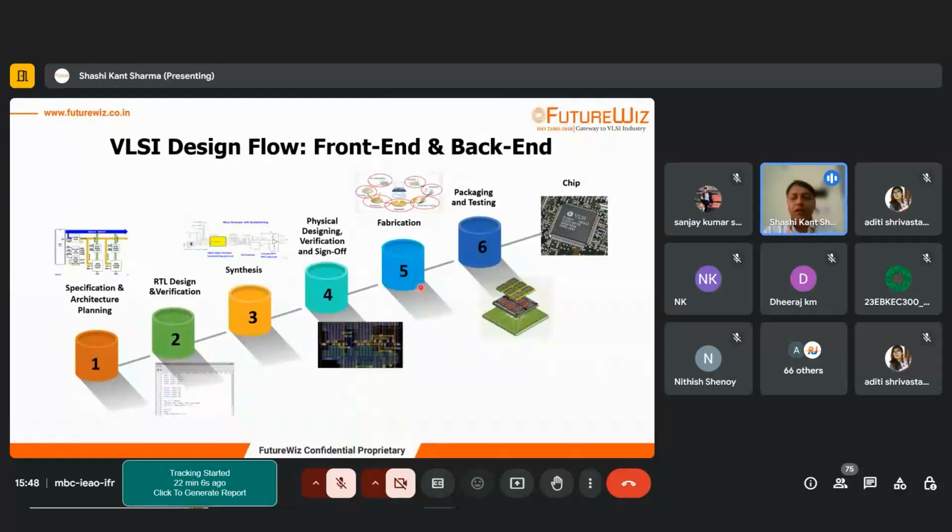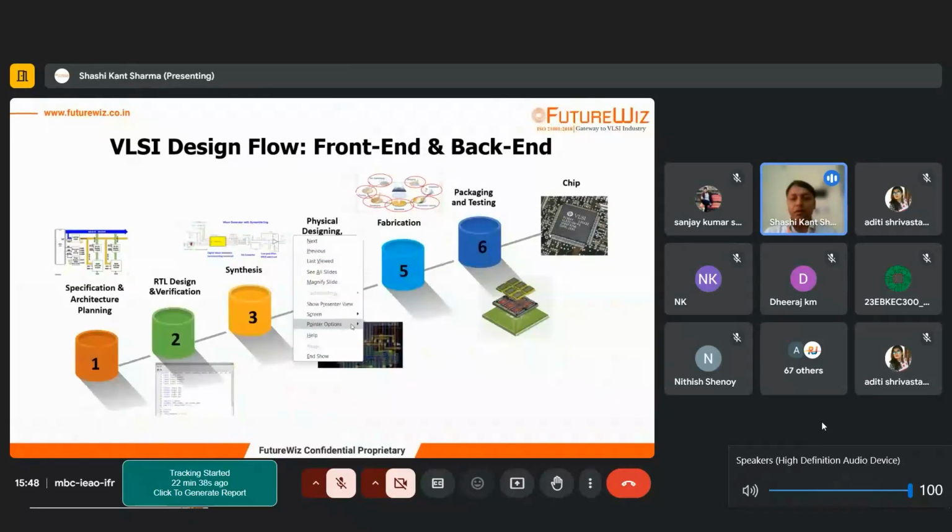Once we are very sure that we don't have any bugs in my chip, then we go for the synthesis, which is basically converting my design, that is RTL code, into gates, and optimizing my design. So synthesis and logic optimization takes place. Once this logic optimization has been done with the help of synthesis, that is the work of EDA tools, then we go for the physical designing. In physical designing, we go for the placement, routing, floor planning, and so on.